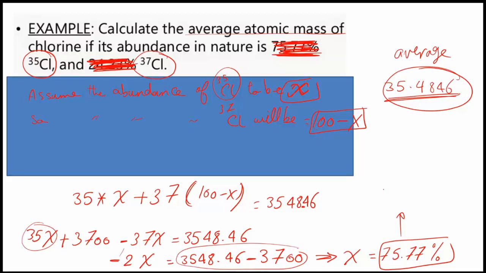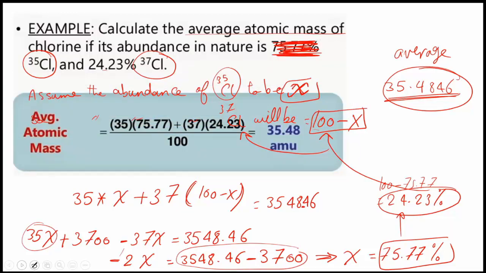That means the percentage of the other one is 100 minus 75.77. It gives you 24.23%. So the other one is the 100 minus X, which is the percentage of chlorine 37. Do you understand this idea, guys?